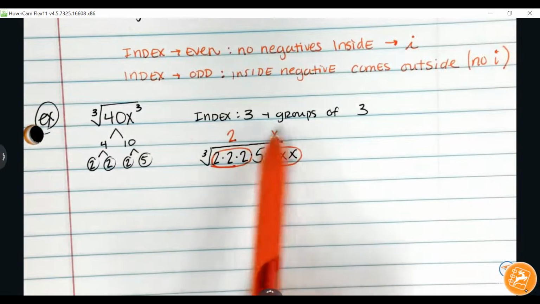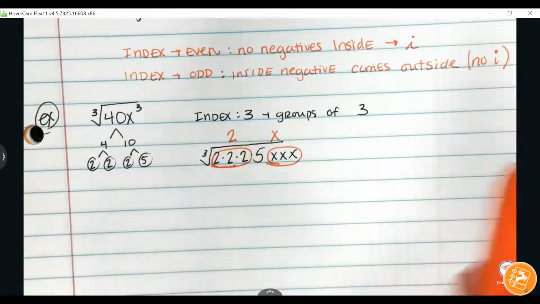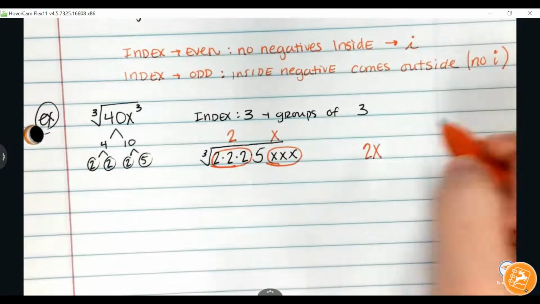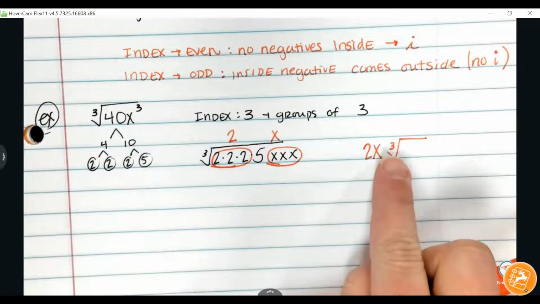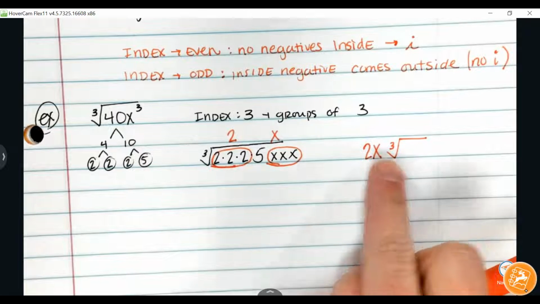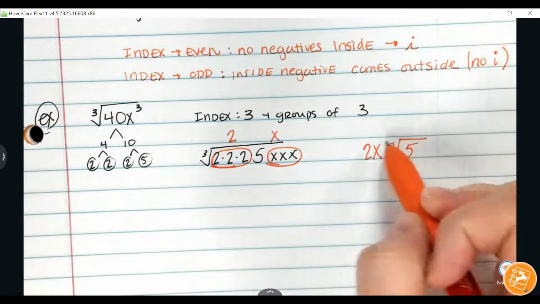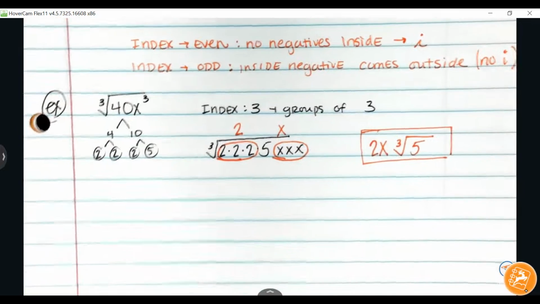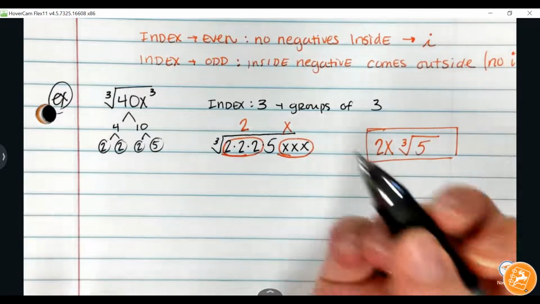And then the same rules still apply, y'all. The outside I multiply. So what is 2 times x? 2x. And then I have the cube root. You got to keep your index. It cannot change. And what's the only thing left inside? A 5. Very good. All right. Very similar to what we've been doing, or what we already did. All right, let's try another one.